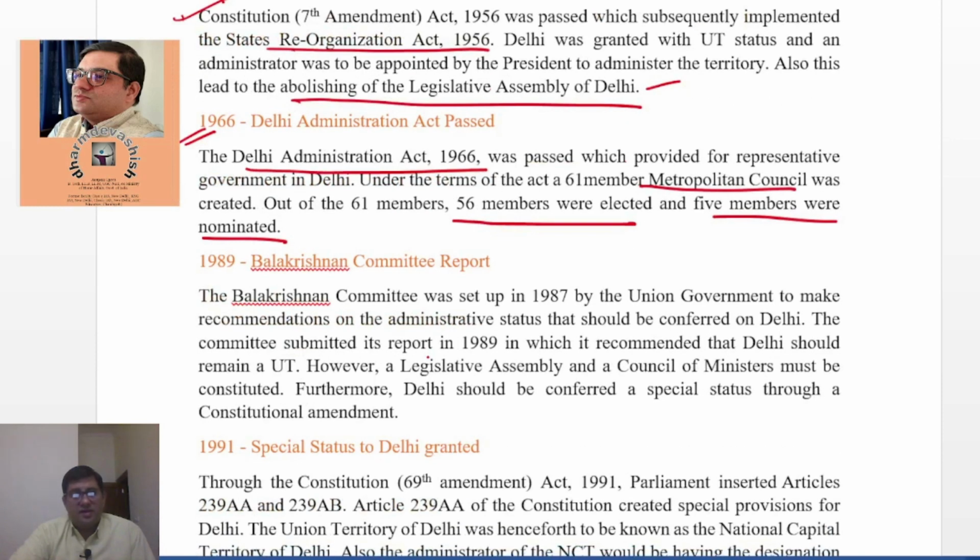By the year 1989, a committee was constituted under the chairmanship of Mr. Balakrishnan, who was a civil servant. And this Balakrishnan committee was set up to look into the state of affairs of the UT of Delhi and to provide effective recommendations in this regard, so that the administrative setup of Delhi could be improved in some way or the other. Now, this Balakrishnan committee was set up in the year 1987, and finally it made its recommendations. It provided its recommendations with respect to the administrative setup.